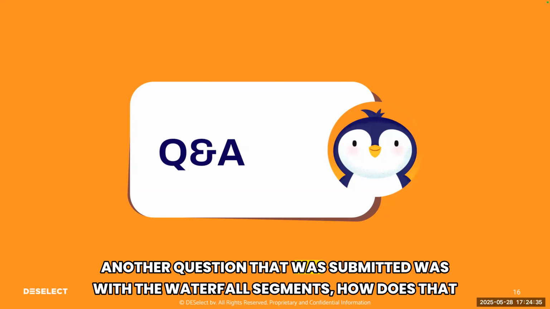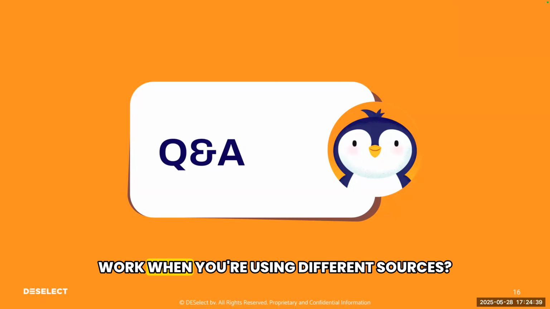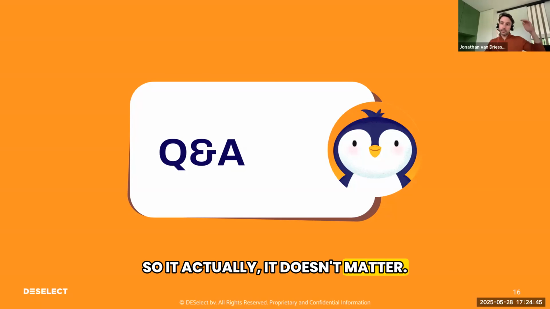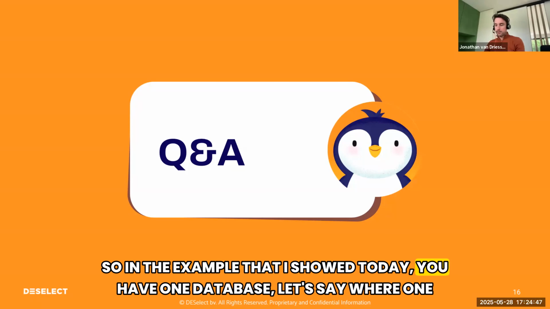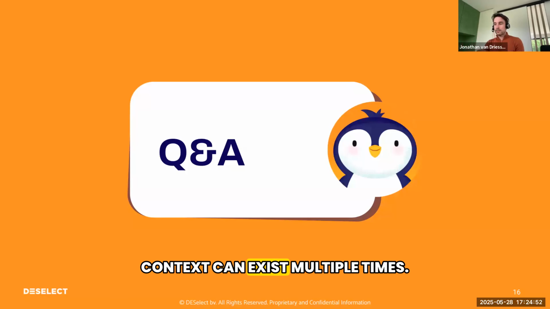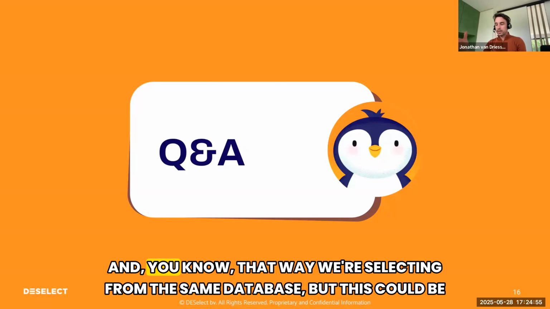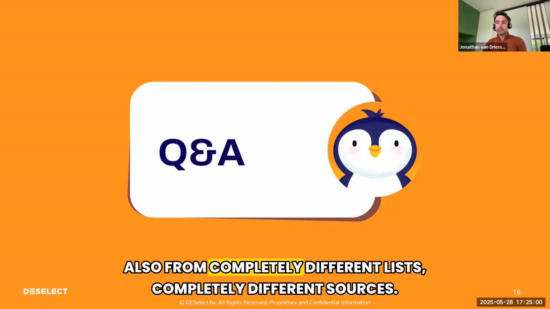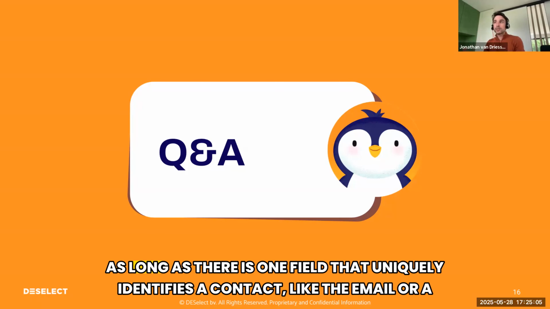Another question that was submitted was, with the waterfall segments, how does that work when you're using different sources? Right. So it doesn't matter. In the example that I showed today, you have one database, let's say, where one contact can exist multiple times, and that way we're all selecting from the same database. But this could also be from completely different lists, completely different sources. You can still blend them together as long as there is one field that uniquely identifies a contact, like the email or a contact key.